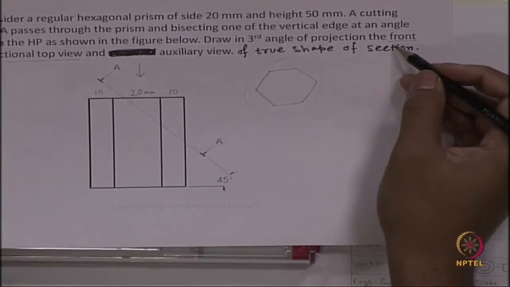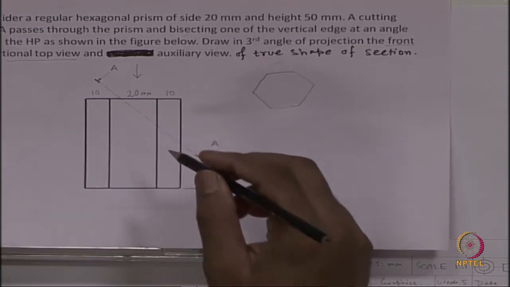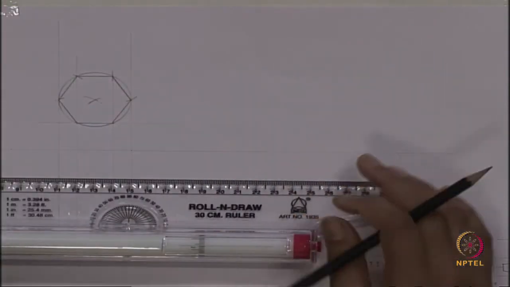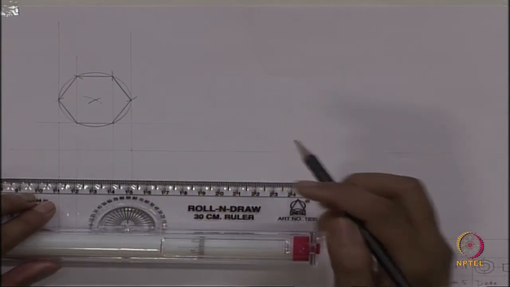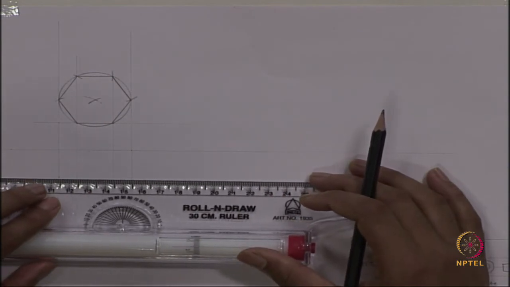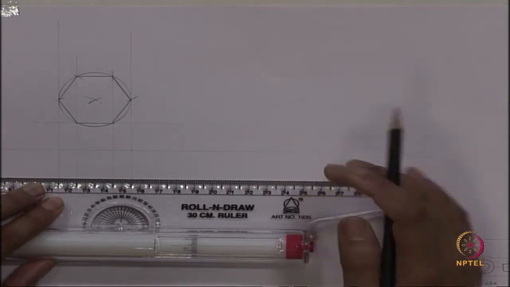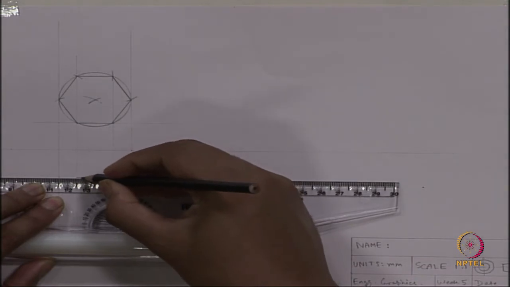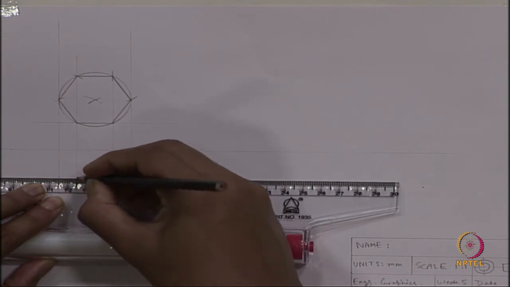So, the front view is very simple. This is exactly what has been given in the question, and both the front view and top view I am drawing at a distance of 20 from the reference line. This is interesting. See what we have got: the middle edge is definitely 20, and these two we have got as 10 each.